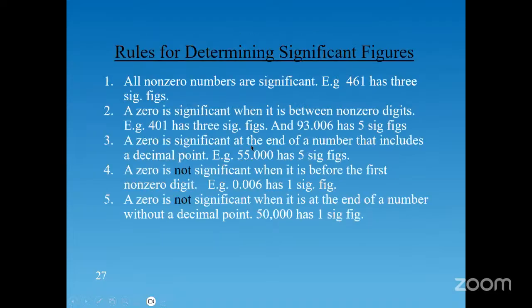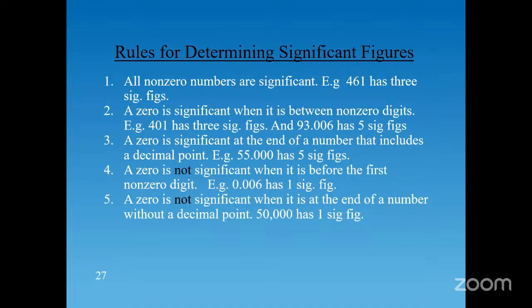Okay, and then the next rule, again dealing with a situation where a zero is not significant. If you have zeros at the end of a number and there's no decimal point in that number, then those zeros are not significant, right? And the example here is 50,000. No decimal point indicated, which means that those 4 zeros following the 5 are not significant, all right? So therefore, 50,000 basically has one significant digit, and that's it, all right?